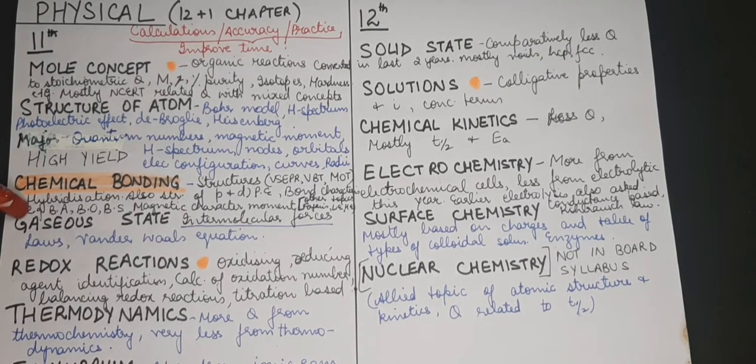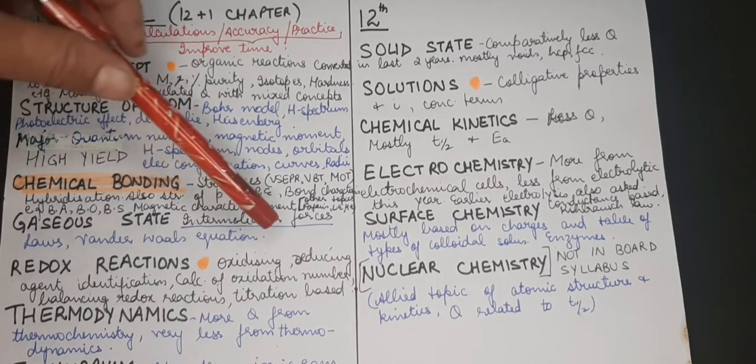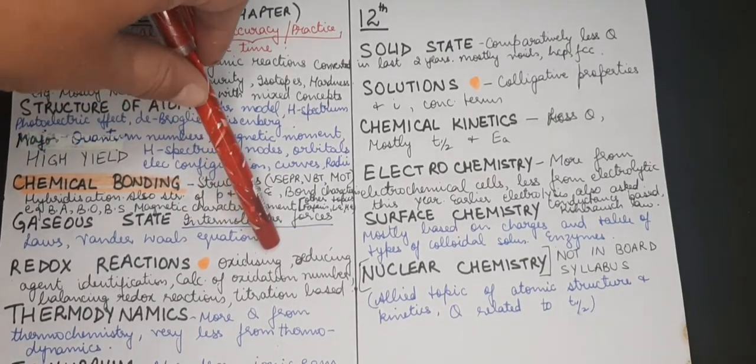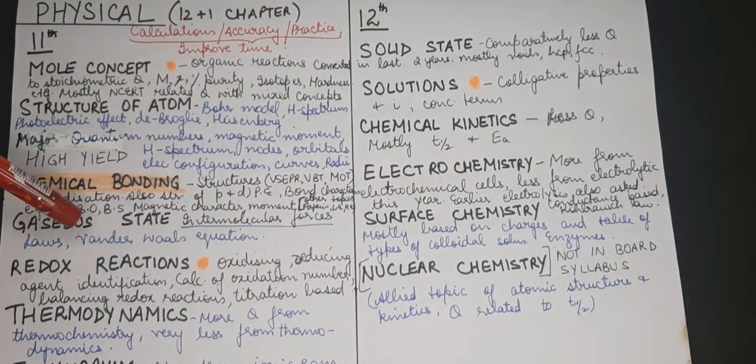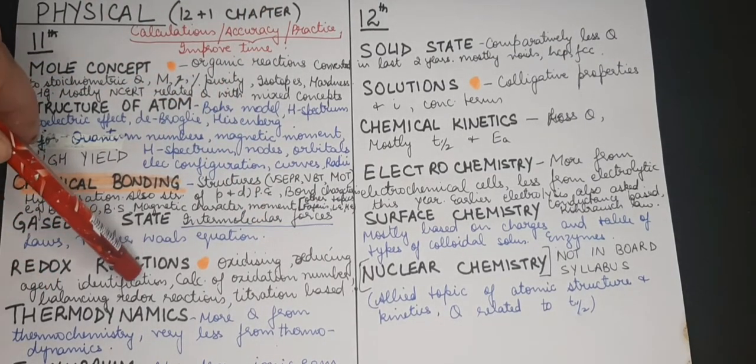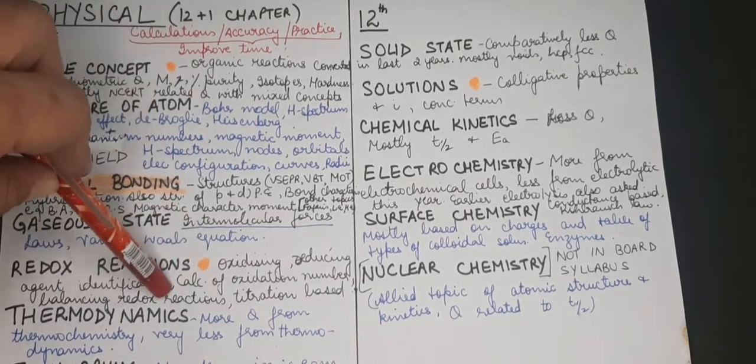The entire chapter should be done thoroughly with a quick revision, because they are expected to have prepared quite well by now. So this analysis is more for children who are struggling till date. Now, redox reactions: more focus on oxidizing and reducing agent identification. An equation is given, identify oxidizing and reducing agents, then calculation of oxidation numbers, balancing of redox reactions.